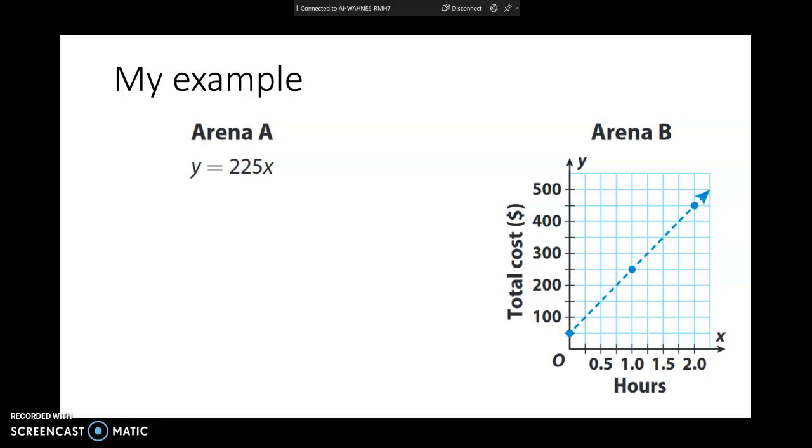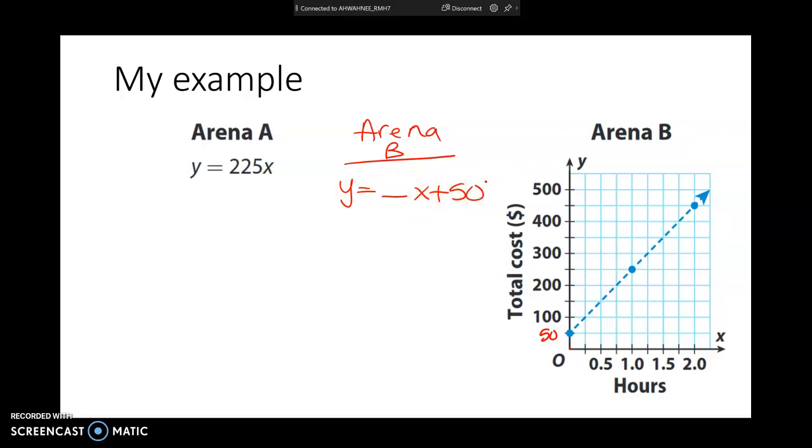Let's get an equation for this graph. It does not start at 0, so my y-intercept looks like it starts at 50. So I have arena B is y equals something x plus 50.